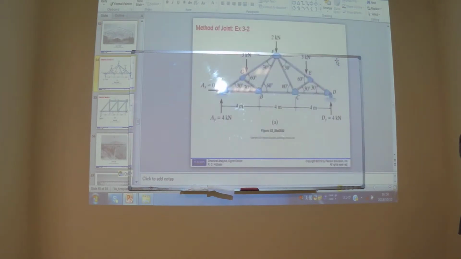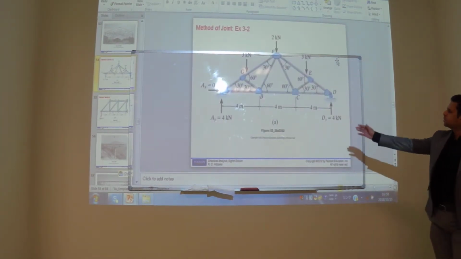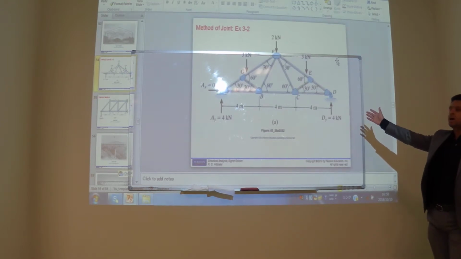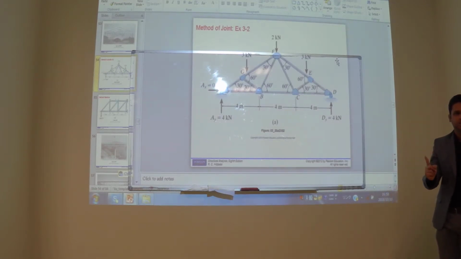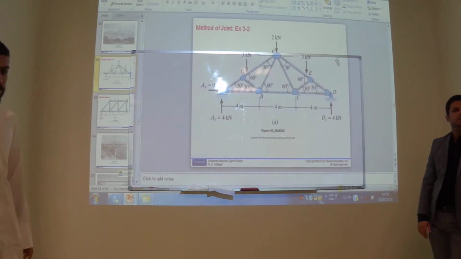Okay, so the next is method of joints. Do you want me to solve this truss by the method of joints? I will do one example because of time, either with the method of joints or with the method of sections. So it's your choice what you want me to do. Method of sections?